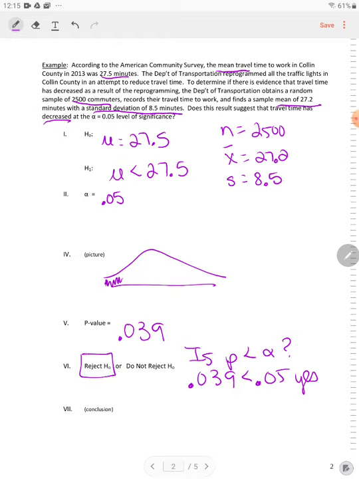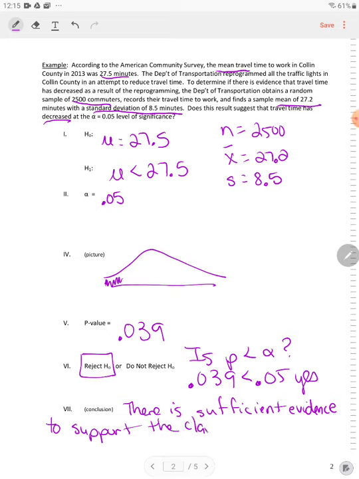So what is our conclusion? There is sufficient evidence to support the claim that the travel time to work in Collin County has decreased.